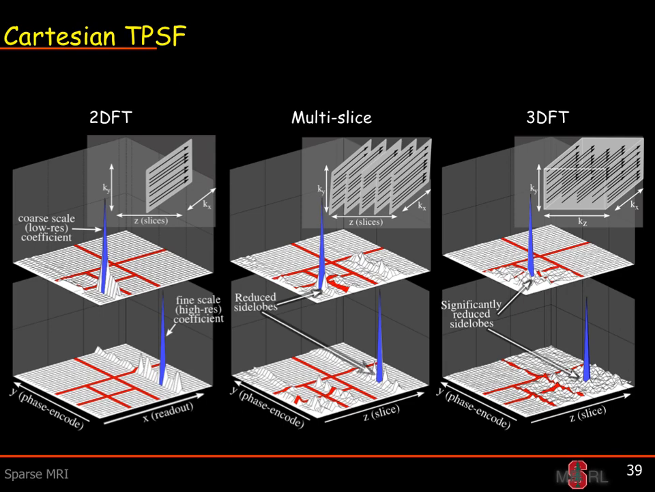But the 3DFT case is the most amenable to this type of compression, because here we can sample randomly in two different dimensions, that is ky and kz, whereas kx is always uniformly sampled. Here we're looking at the ky and kz dimensions in the transform domain. You can see that for both the coarse scale and the fine scale, we have significantly reduced side lobes and much better incoherency when we're able to undersample in multiple dimensions. Each one of these is undersampled by the same total amount.